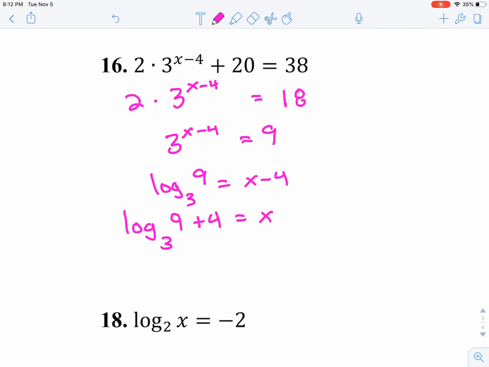So log 3, 9 is really asking us 3 to what power is 9? So log 3, 9 is 2. And 2 plus 4 is x. And 2 plus 4 is 6.